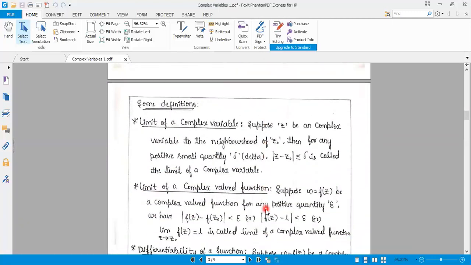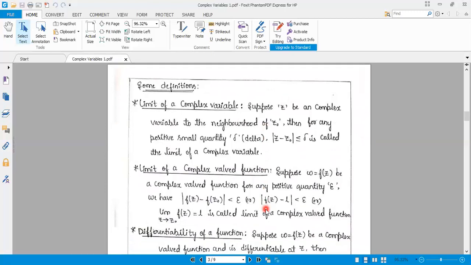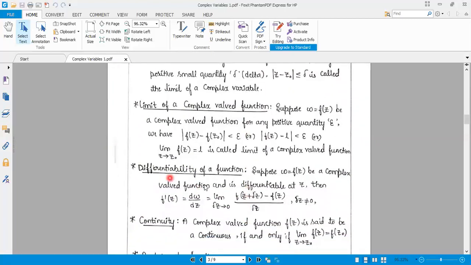Now let us see some important definitions which you are already familiar with from your previous classes: limit of a complex variable, limit of a complex valued function, and also one more important thing, differentiability of a function, and continuity. First, let us discuss continuity. When do you say the function is continuous? A complex valued function is said to be continuous if the limit exists at that point. That means the limit as z tends to z naught of f of z equals f of z naught. Clear?